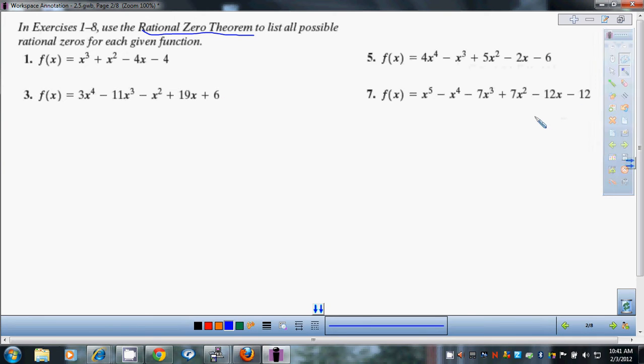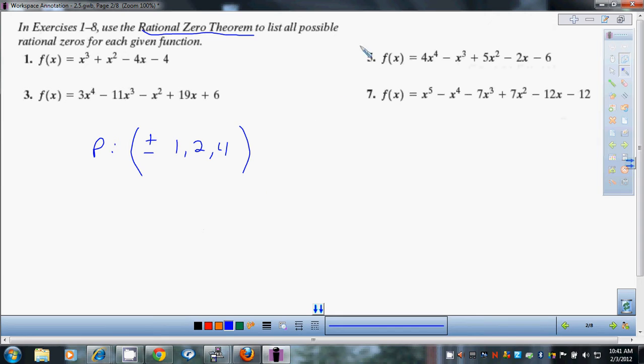So essentially, when we start looking for these in these problems, same thing. You need to list all possible factors of the end number. So like for number 1, what are all possible factors of 4? 1, 2, and 4. And they could also be positive or negative. So plus or minus 1, 2, and 4. We're going to call those our p-values. I don't know why they use p, but they do. P-values. Those are the factors of the last number, right?